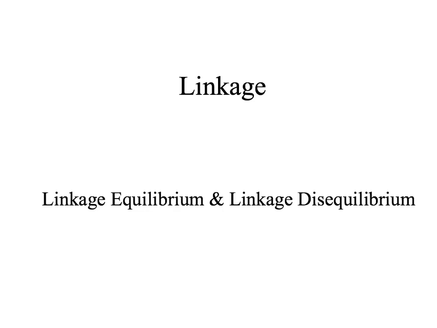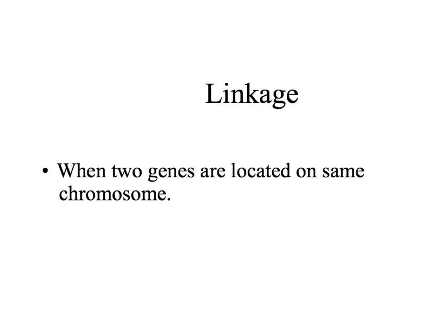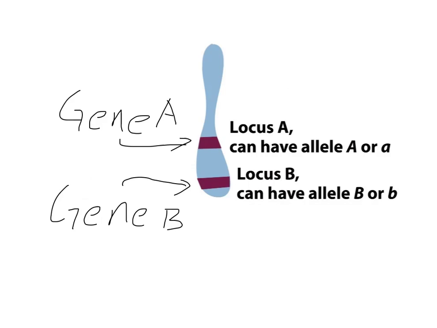Today I'm going to talk about linkage, linkage equilibrium, and linkage disequilibrium. Linkage means when two genes are located on the same chromosome. As in this picture, gene A, located at locus A, can have allele big A or little a. Gene B, located at locus B, can have allele big B or little b.